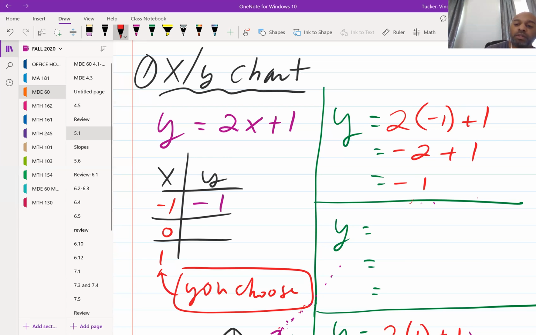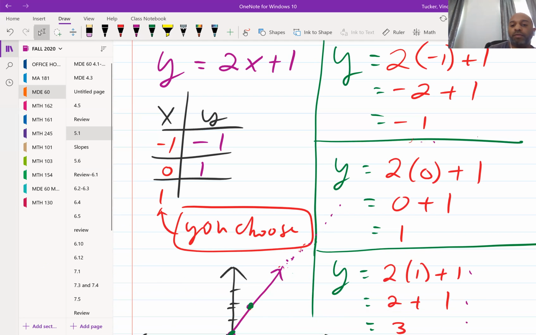Plug in 0. 2 times 0 is 0. 0 plus 1 is 1. So when x is 0, y is 1. Then we'll do the same thing for positive 1. Plug in 1, and we will get 3. So before we go any further, questions on what we did.